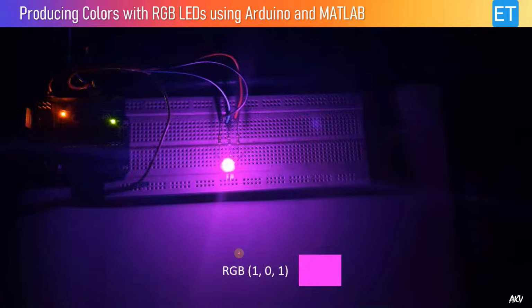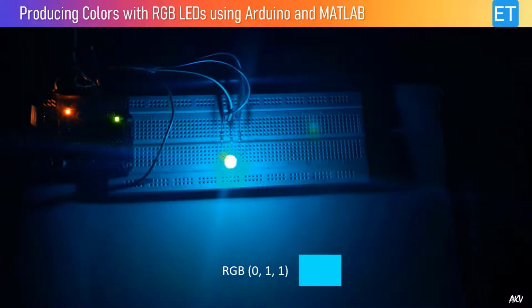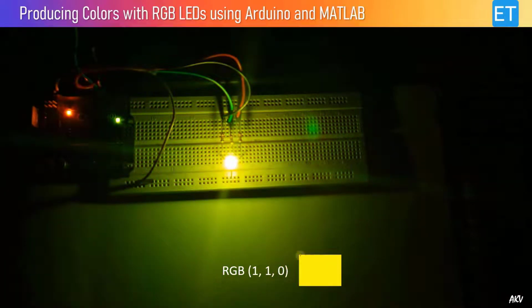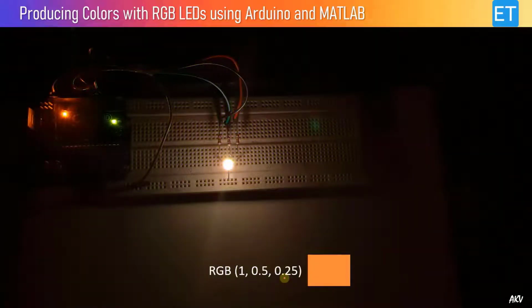And this is the magenta. You can see that 101 means red is on, blue is on, you are getting this. And this is what you are getting with your LED. And this is the cyan, 011, and this is the yellow, 110, means red and green are on, blue is off.